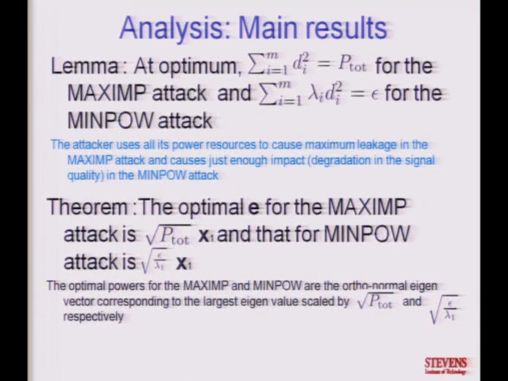So the lower the value of lambda 1, the lower the impact, and the higher the transmit power required. Which means, from the attacker's perspective, a lower lambda 1 is a disadvantage, because when the attacker uses its full power, the impact is very small. If the attacker wants to create impact, it has to transmit at very high power. So from the attacker's perspective, a small lambda 1 is bad, but from a system's perspective, a small lambda 1 is good.